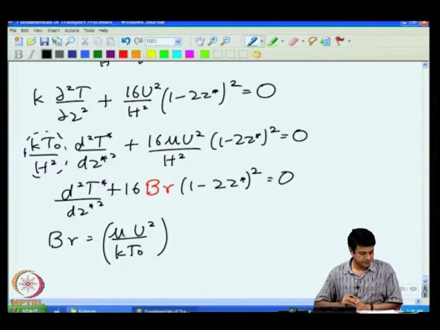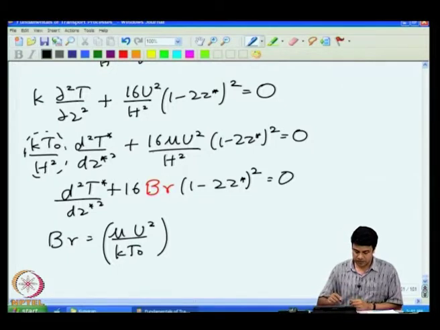So, this basically gives me the ratio of viscous heating to the temperature rise due to a temperature difference proportional to T naught. The mu u square is the rate of energy generation per unit volume due to viscous heating, mu u square by h square, and k T naught by h square is the rate of change of energy within a volume if there were a temperature gradient of magnitude T naught over a distance h. So, that is the physical significance of this dimensionless number.